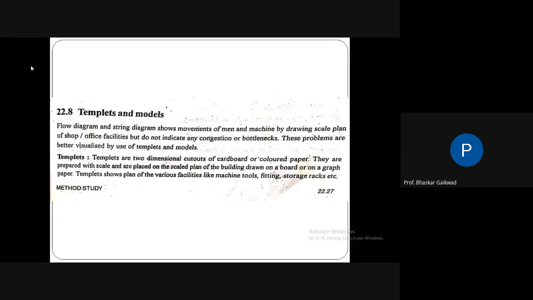Next, advantages of templates and models over diagrams. What are the advantages of these templates and models over the diagrams, stick diagrams, flow diagrams? So first point, the congestion and bottlenecks can be better visualized. Means whatever congestion and problems are going on in the shop floors, bottlenecks, the drastic problems in the shop floors, can be better visualized.